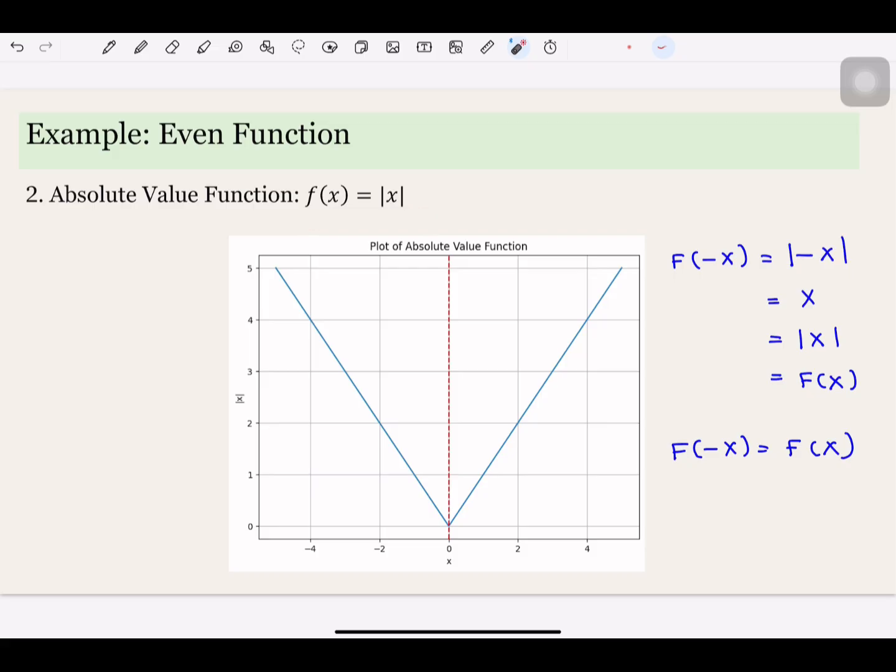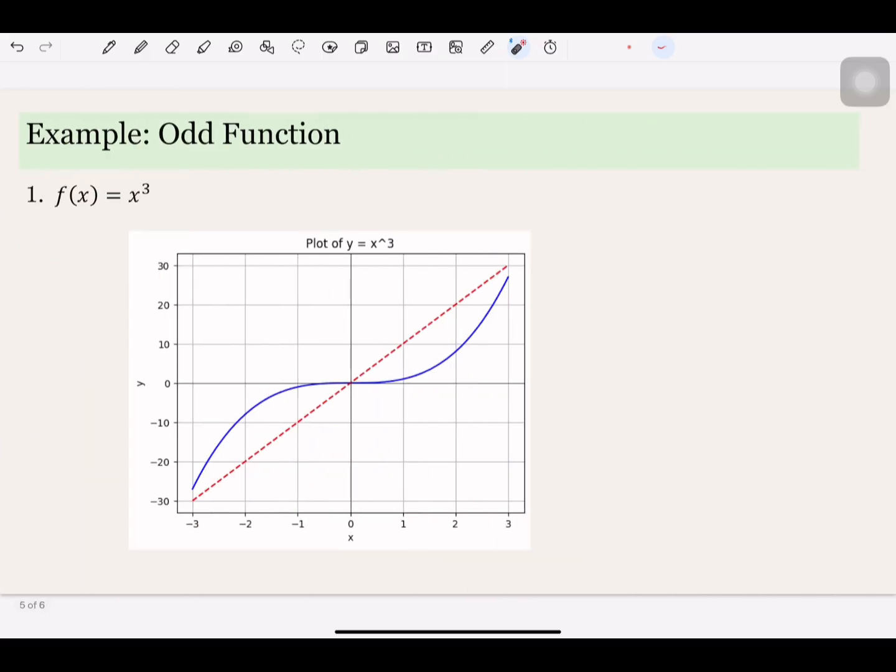If you graph the absolute value of x, it is a V-shaped graph. It is symmetric with respect to the y-axis. The left and the right sides of the graph are mirror images. So anytime you see an absolute value like this, you are working with an even function.